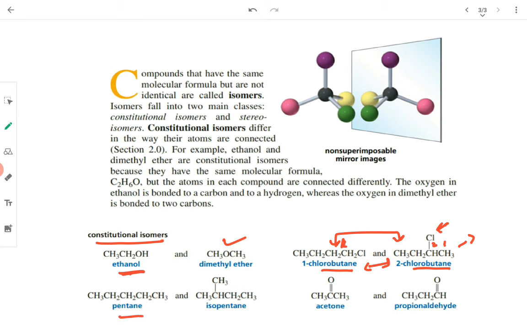Another example is pentane and isopentane. Here, pentane, you can see they have different structures. Molecular formula is the same. Here it's an unbranched chain. It's a branched chain. You have a branch here, CH3. So the structure is different. Acetone and propionaldehyde. You can see their molecular formula is the same, but they have different structures. Here you have a ketone functionality and here you have an aldehyde functionality. So these are known as constitutional isomers, or they are called structural isomers.